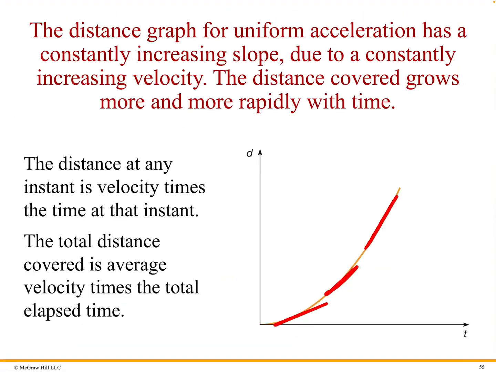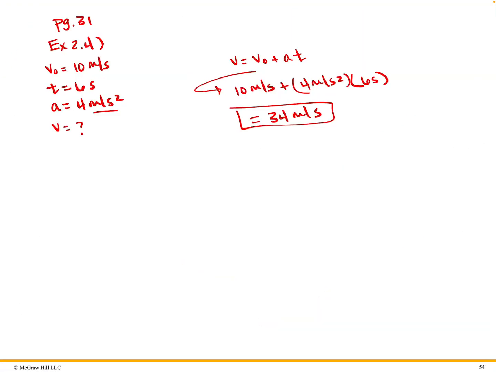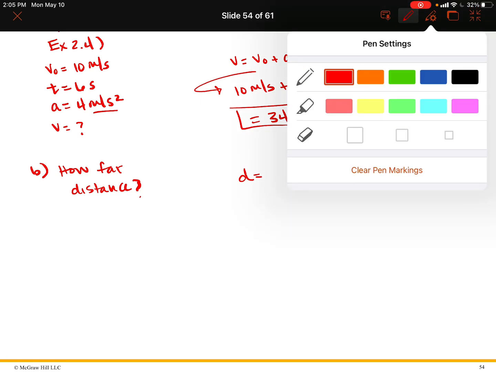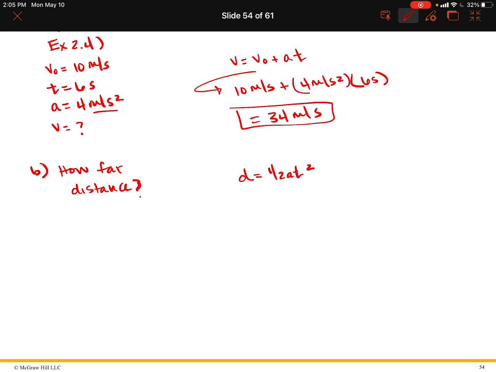So we're going to go back to that example that we had a couple slides ago and see what part B says now. Part B says, how far does it travel during this time? Anytime it asks us to figure out how far, it's wanting us to find distance. Well, we just had two equations for that. Oops, that was 1/2. My bad. And we had this one.